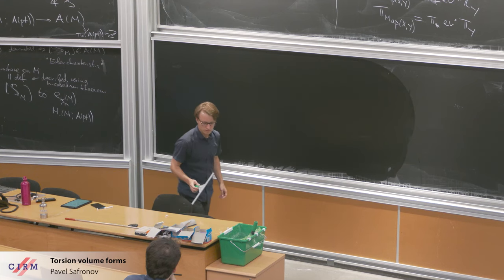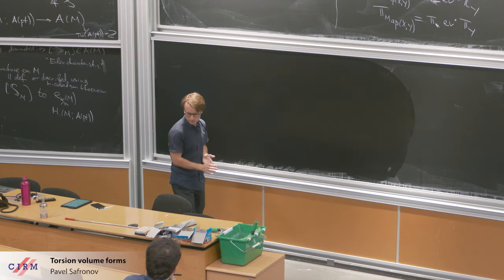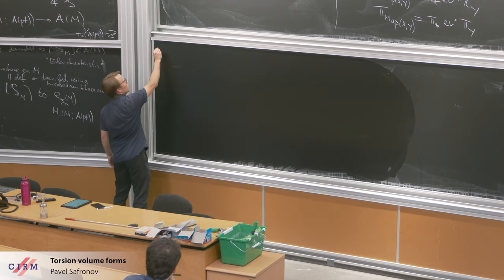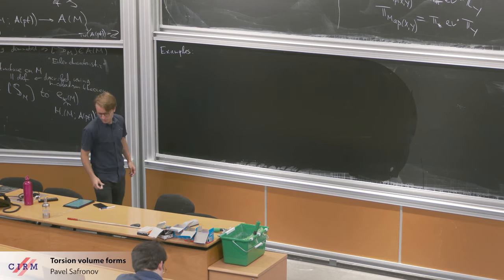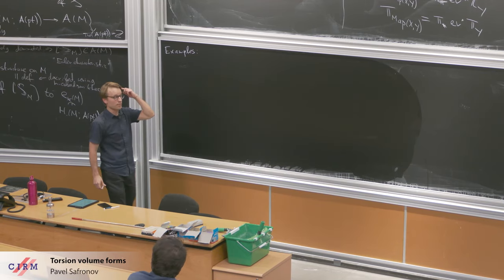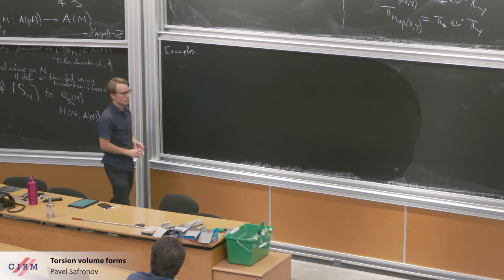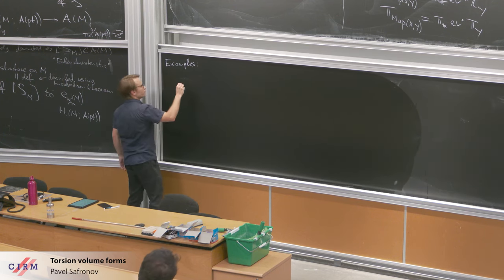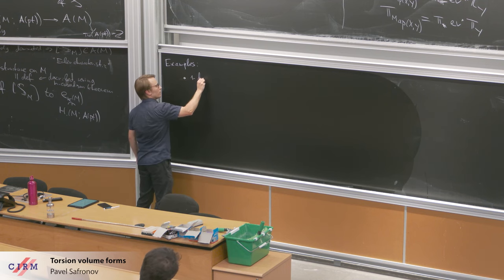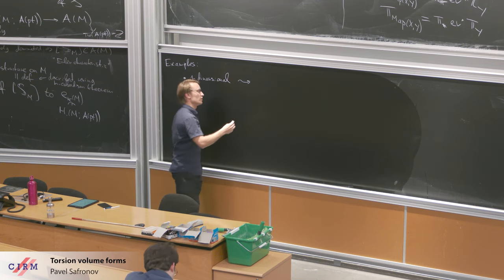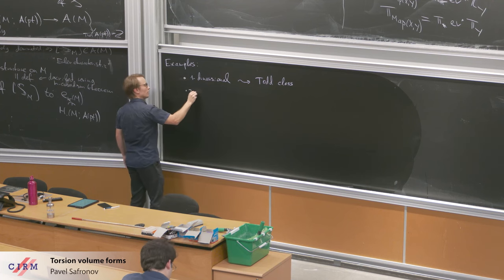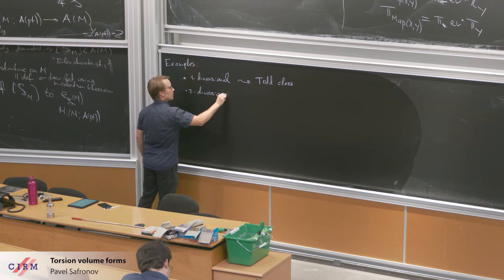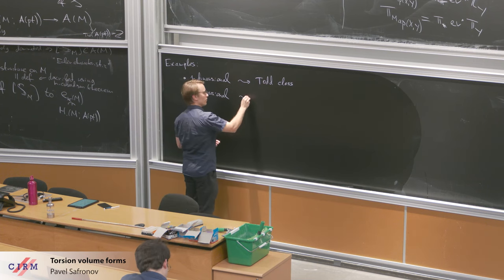Okay, so the obvious next step is to just give some examples. So let me do that. In this talk, let me just talk about topological examples. You start with the source being a manifold, let's say. Well, you can talk about one-dimensional manifolds, where you have something related to the Todd class. You have two-dimensional manifolds. In two dimensions, you can relate the torsion volume form to the symplectic volume form.